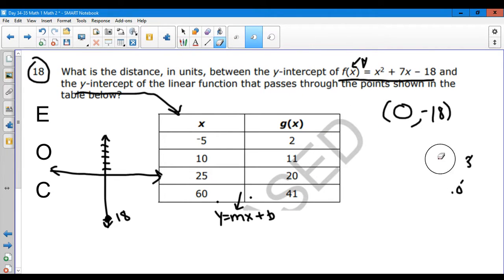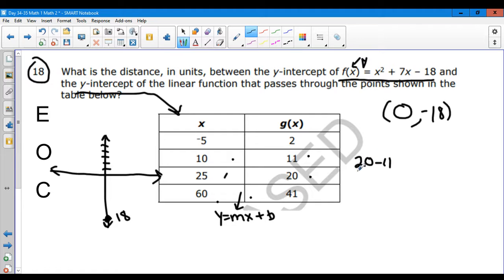So, let me erase that work there. I'm going to find the slope. I'm going to pick any 2 points. I'll use these two, the 10, 11 and the 25, 20. So 20 minus 11, change in y, over 25 minus 10, change in x, and I get 9 over 15. Of course, they want us to be good at simplifying things also. 3 goes into both of those numbers. So the slope of this line is 3/5.